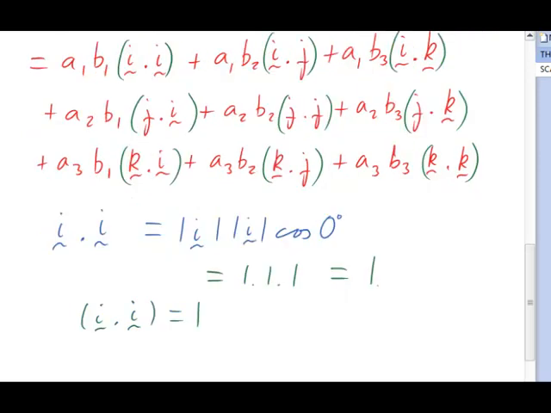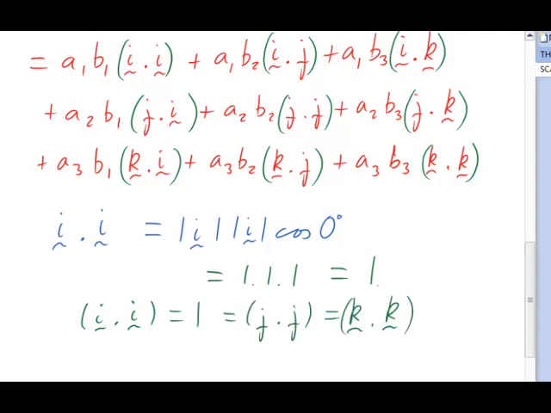We have discovered that i dot i is equal to 1. But now think about it. j dot j and k dot k will work exactly the same way. The angle between j and itself will again be 0, and the length of j is 1. Similarly for k. So that means that, in fact, j dot j and k dot k must also be 1, without really having to do any more work.